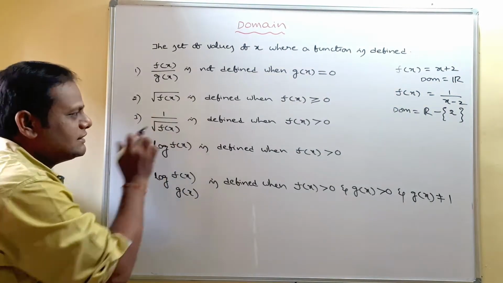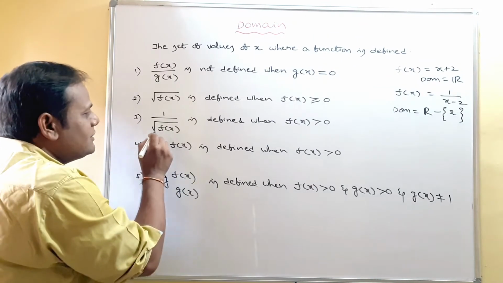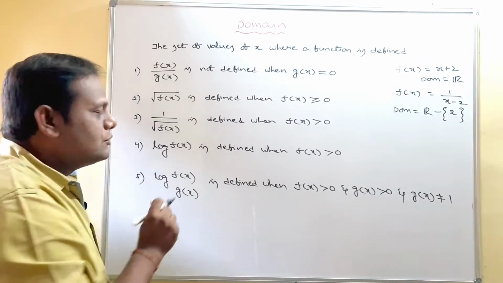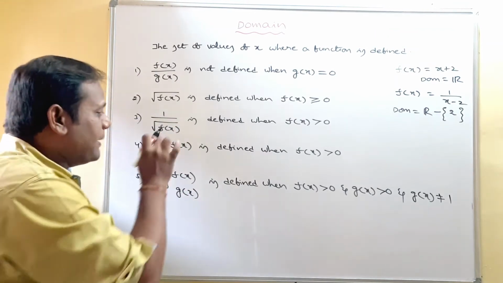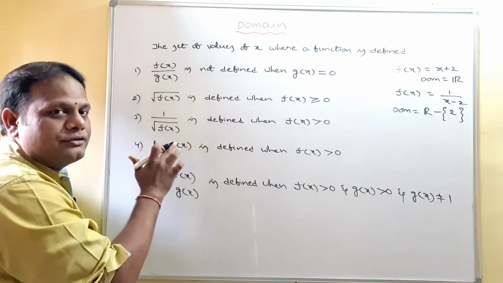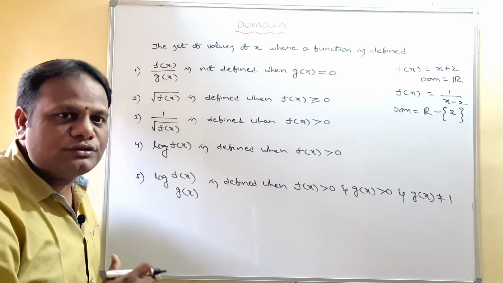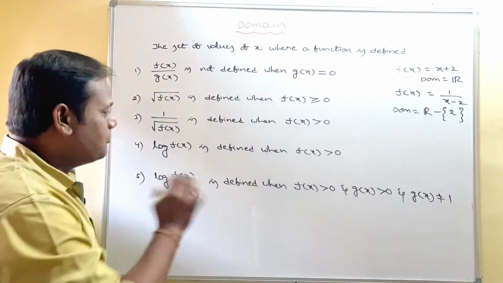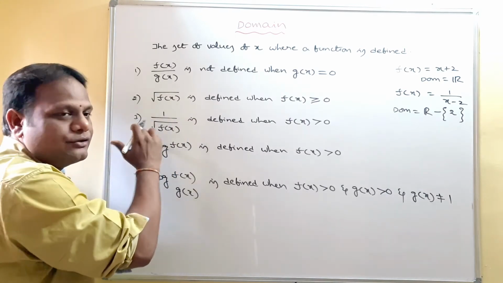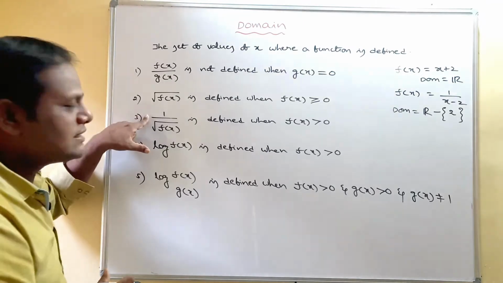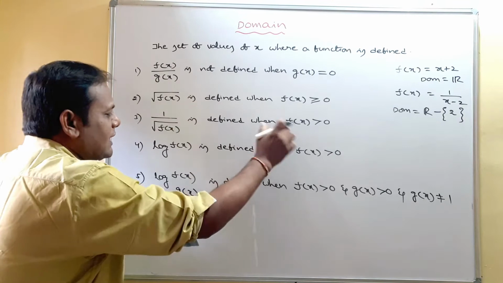Suppose the function is like this, 1 by root f of x. See here, in denominator we have square root. So the value in square root must be positive, but here we can't take it as 0. Suppose it is in numerator, if it is 0, it's not a problem. Root 0 is 0, defined. But if you take this as 0, then in denominator you get 0. That is the reason if the function is like this, then this is defined only when f of x is greater than 0.